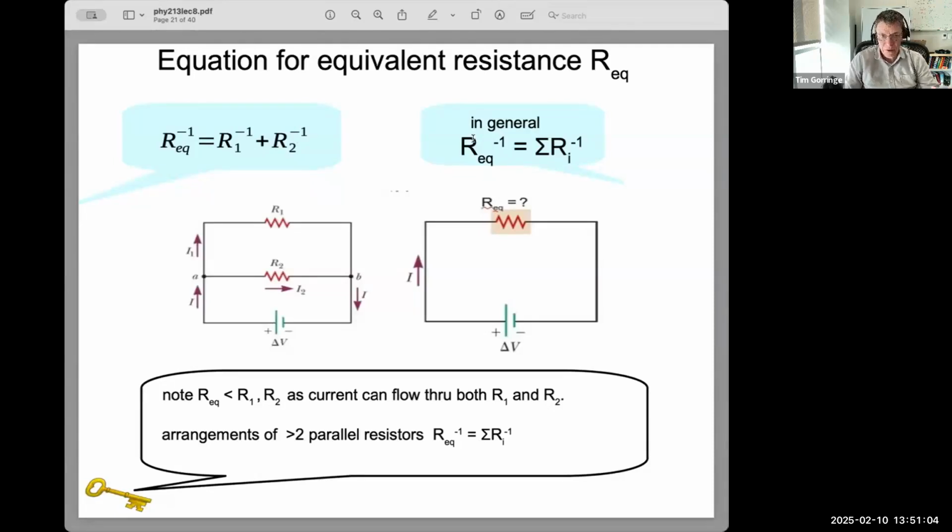If you've got multiple resistors, supposing you've got 3, or 4, or 5 or more, then the inverse of the equivalent resistor is equal to the sum of the reciprocals, or the inverses, of the individual resistors. So that's this equation here. It applies generally, not just to 2 resistors, but to 3, 4, or more. An important comment about the equivalent resistor is that it's always smaller than any of the individual resistors. So here, the equivalent resistor would be smaller than either R1 or R2. That's the reverse of the series arrangement, where the equivalent resistor was bigger than R1 and R2.